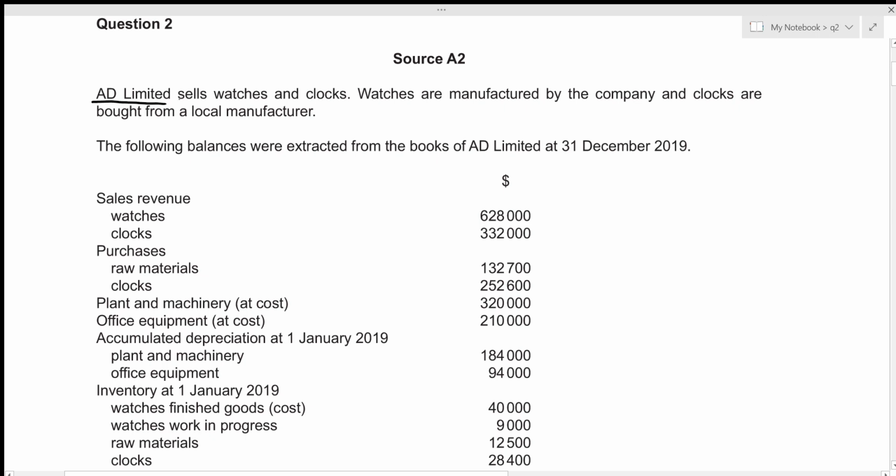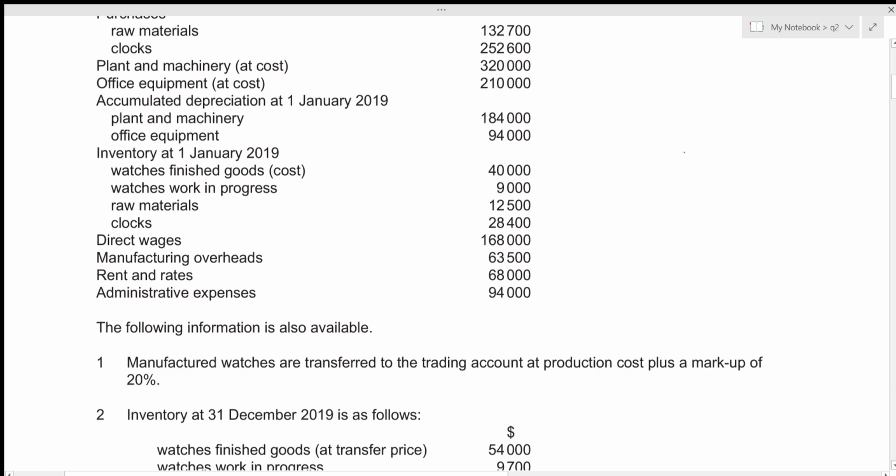AD Limited sells watches and clocks. Watches are manufactured by the company and clocks are bought from a local manufacturer. Then the following balances were extracted from the books of AD Limited at 31st December 2019. First of all, let's have a look at our first question.